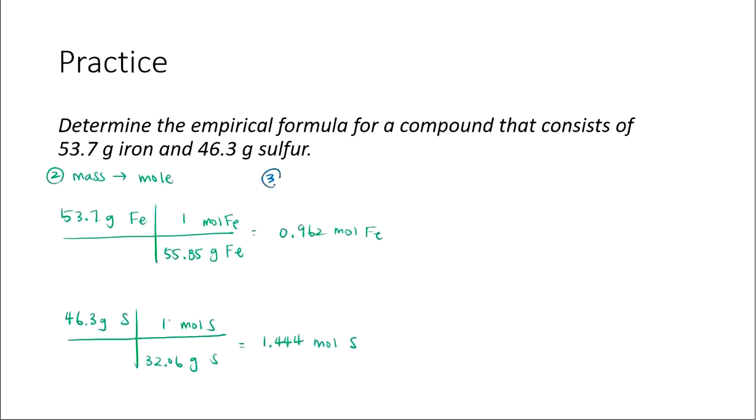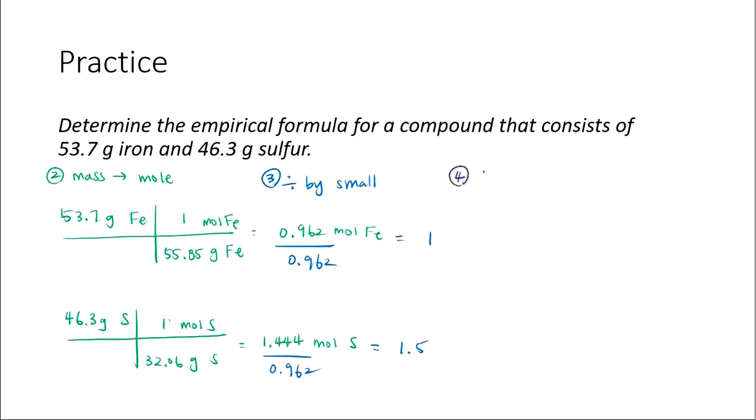Next step is to divide by small. So out of these two, the smaller number is 0.962. So I have 1 mole of iron, and for sulfur, I have 1.5 moles. You see how I have a decimal number, 1.5? Well, I can't have that. I can't have half of a mole.